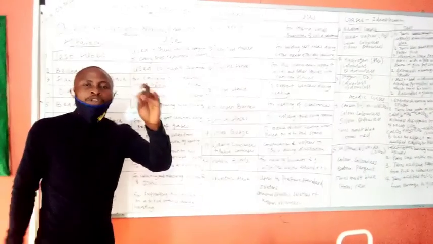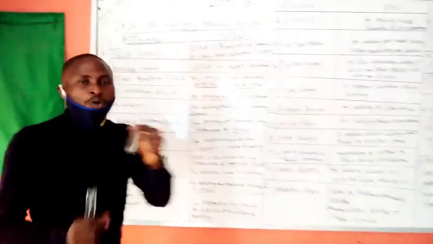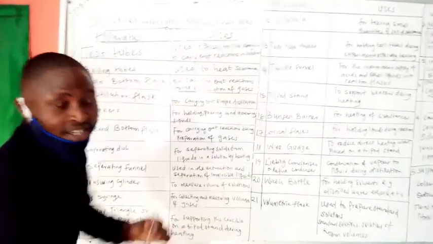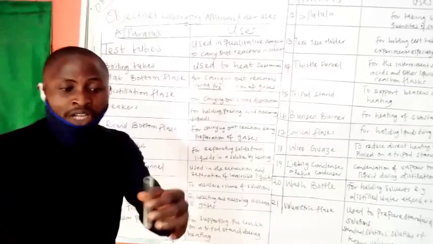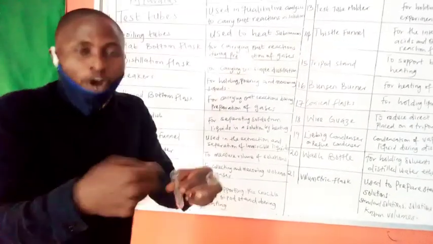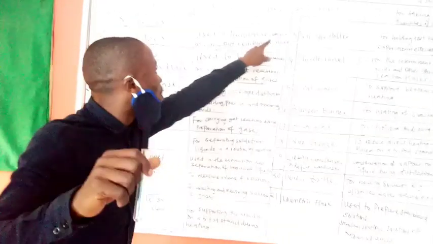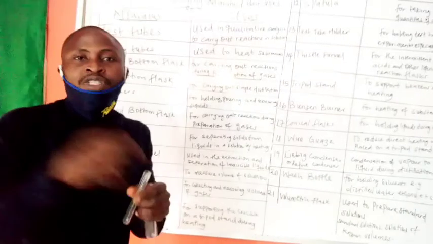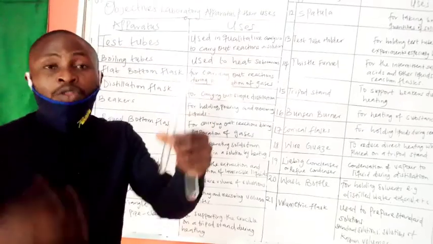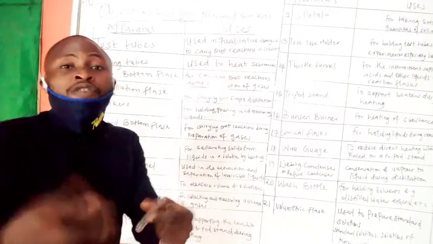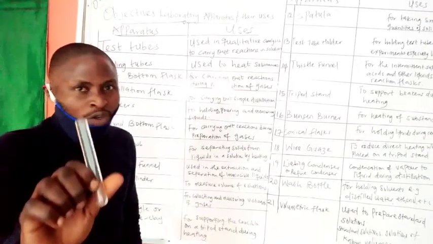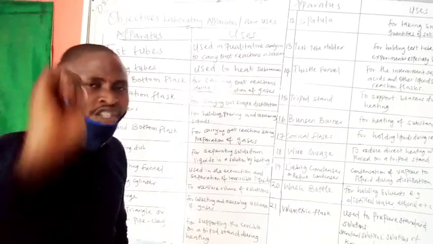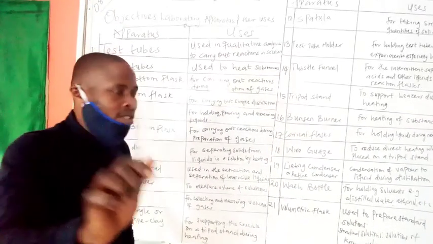The number one laboratory apparatus is test tubes. This is used in qualitative analysis. Whenever you are performing test, observation, and inference, this test tube is what you are going to use in qualitative analysis to carry out reactions in solutions. If you are told to mix acid with base, or to dissolve a salt in water, this is what you are going to use. So that is the purpose.